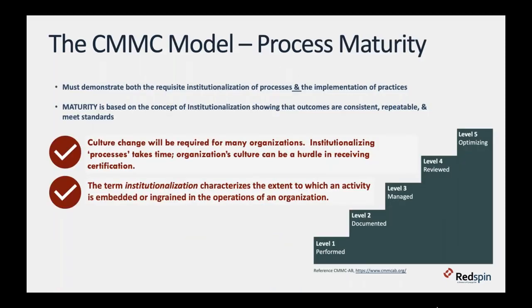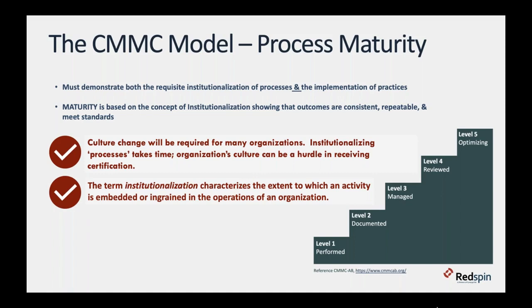So what do we mean by process maturity? This is what CMMC brings to the fight. It brings 171 to the fight. It brings the DFARS to the fight for level 1. It brings some other standards into the fight. But what's this process maturity all about?